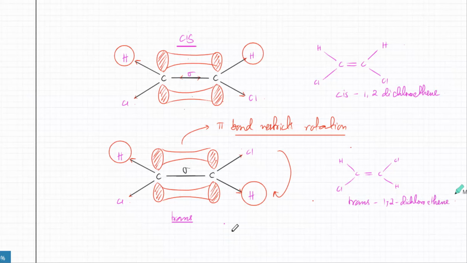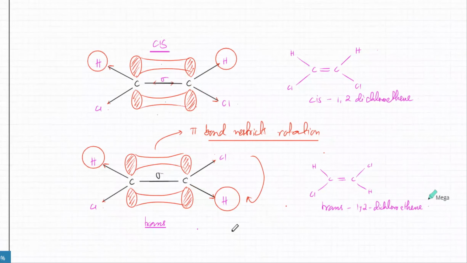Ethene. So two molecules are formed. The connections are the same, but the arrangement looks different. So is that clear? This one.